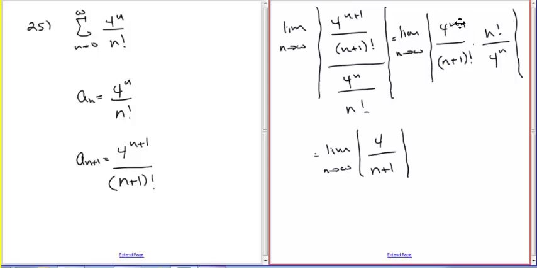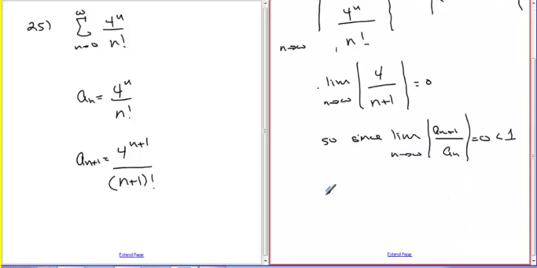And then here, 4 to the n plus 1 minus n, using the properties of exponents, the n's cancel out. And the answer is 0. So that's because 4 divided by infinity is 0. So it's 0. So since the limit as n goes to infinity of the ratio of a sub n plus 1 divided by a sub n equals 0, which is less than 1, the series converges. And we check our answer, and it's correct.